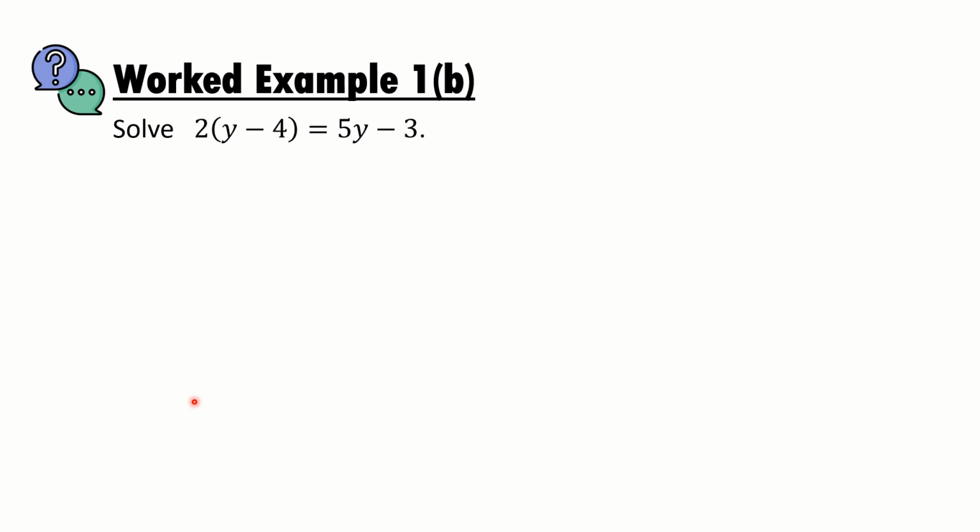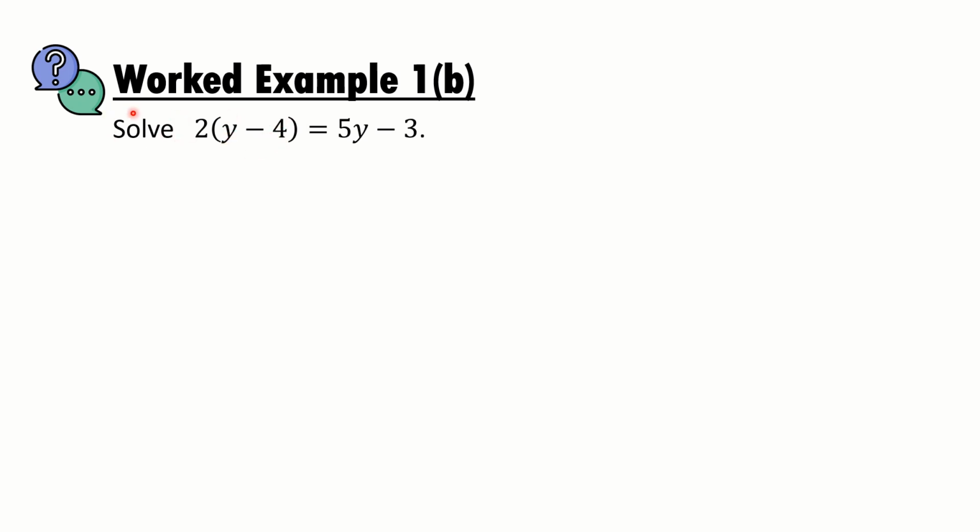In this next example, we want to solve the equation 2 times (y - 4) = 5y - 3. Notice that I've called this 2 times (y - 4) because this pair of brackets that we have written means that it is a multiplication. So we have 2 multiplying the group of items here, which is y - 4.